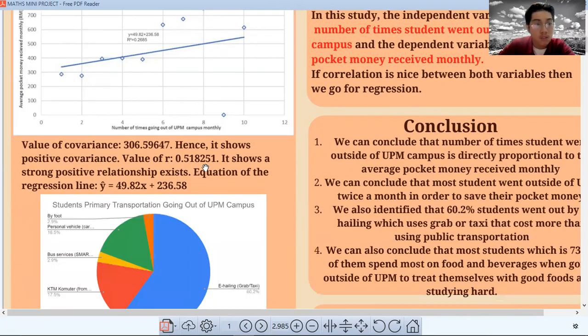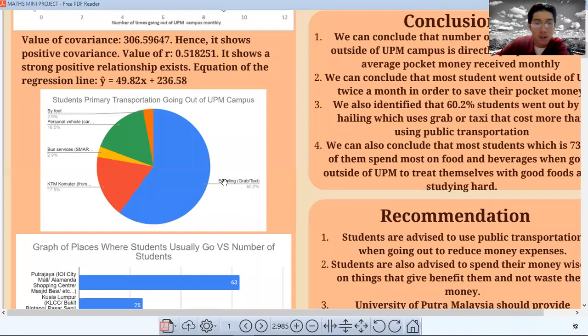Based on the analysis, the value of the covariance is 206.59, which shows a positive covariance, with a value of R of 0.518. It shows a strong positive relationship. And the equation of the regression line is y equals 49.82x plus 236.58.